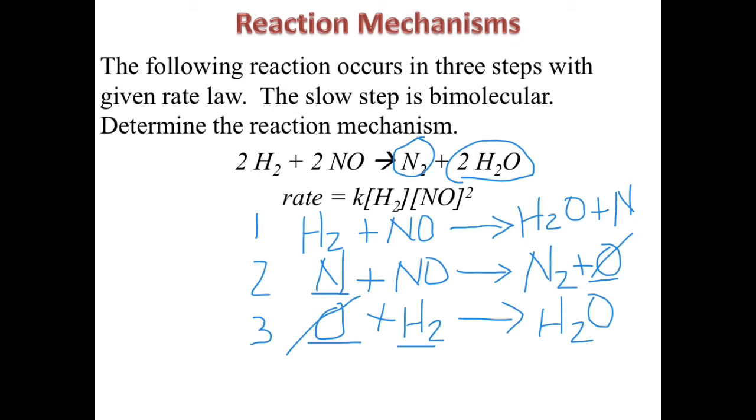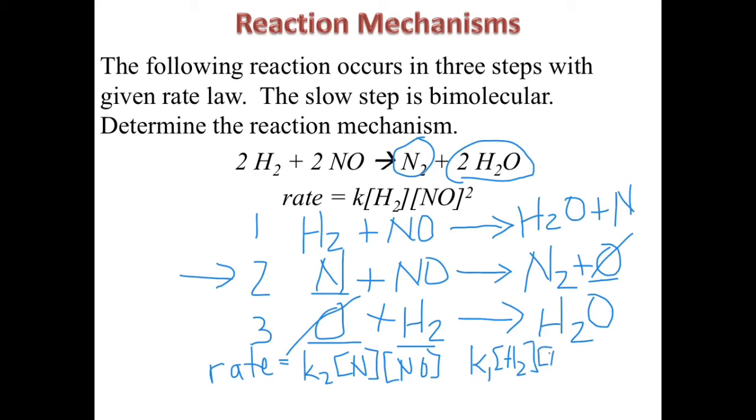And currently, we have, if this is the slow step, rate equals K2 times N times NO. And from the first step, which is at equilibrium, we have K1 concentration of H2, concentration of NO, equals K minus 1, I'm going to run out of space, concentration of H2O, times the concentration of N. And if we substitute after rearrangement of the nitrogen back into here, we're going to have basically this.